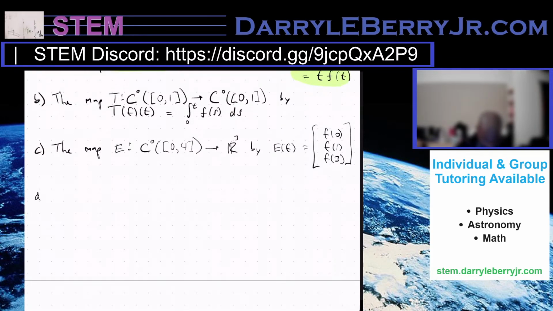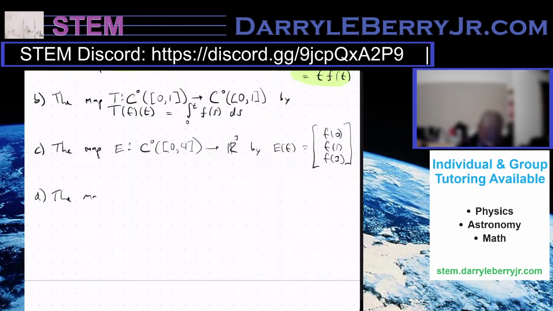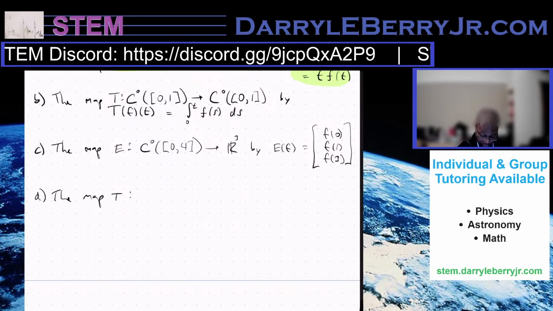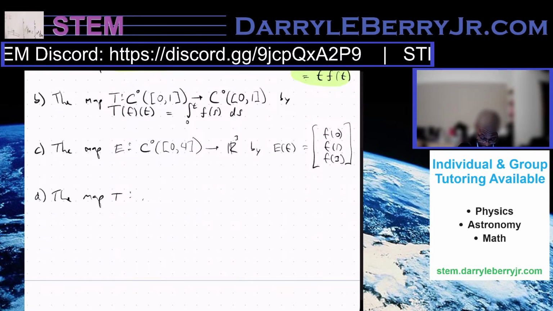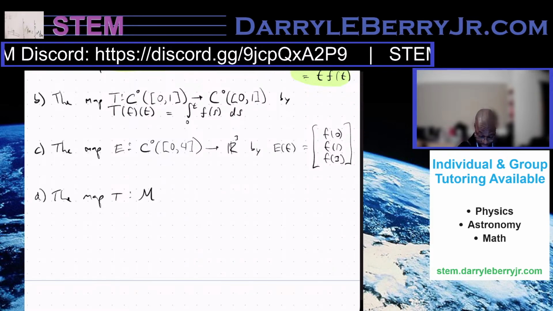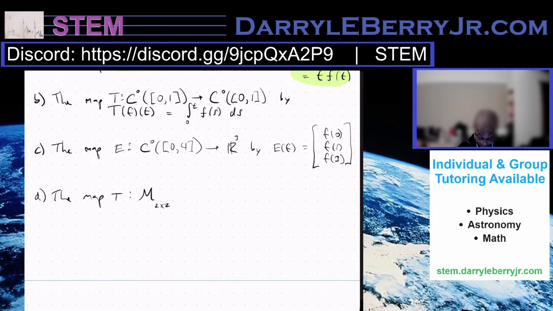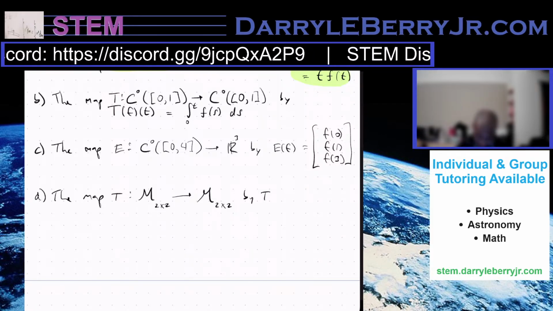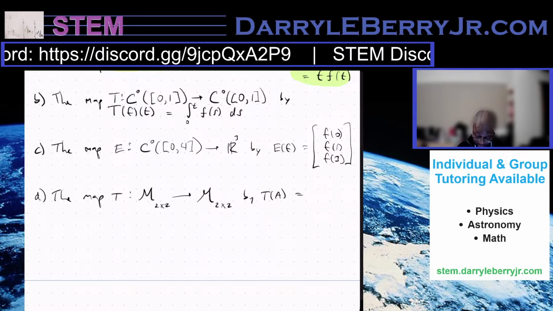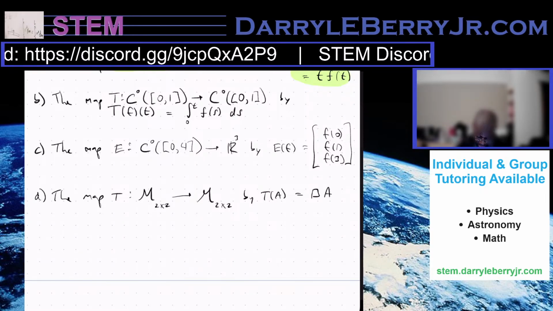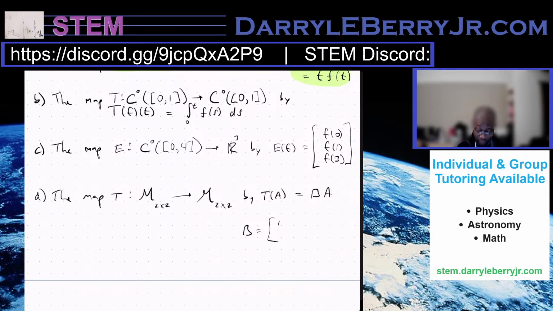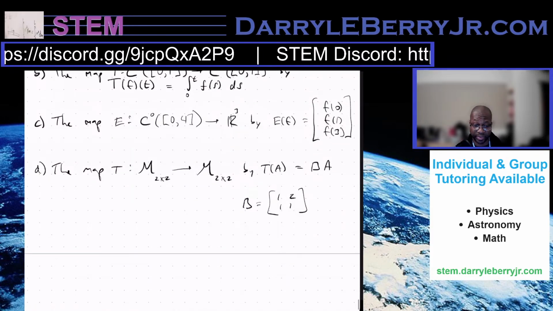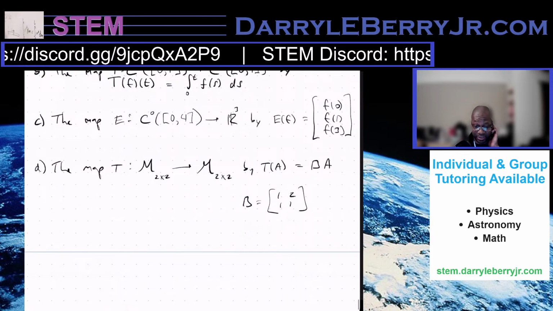The map from M(2 by 2) to M(2 by 2) by transformation A equals BA, where B equals [1 2; 1 1]. We'll leave it to the reader to check that these are all linear transformations. So, as I said, it didn't seem like they were explaining much.